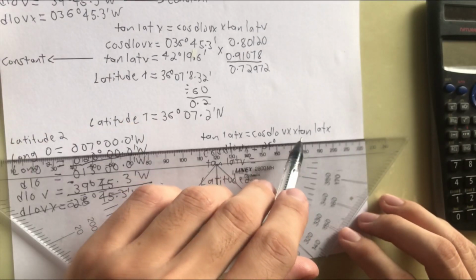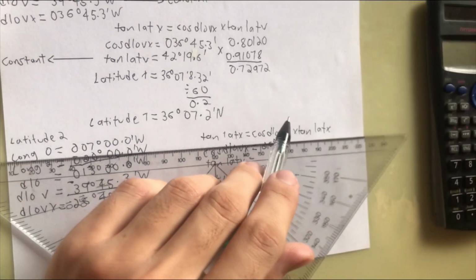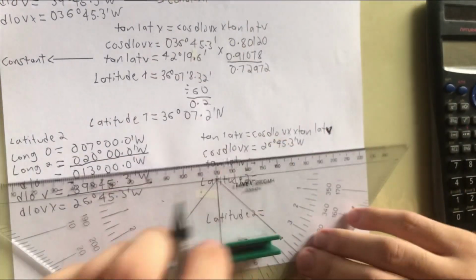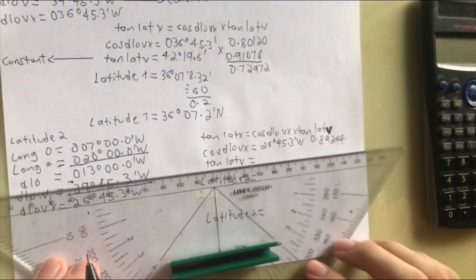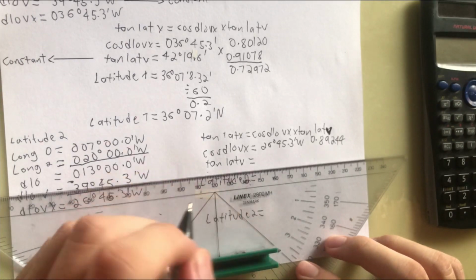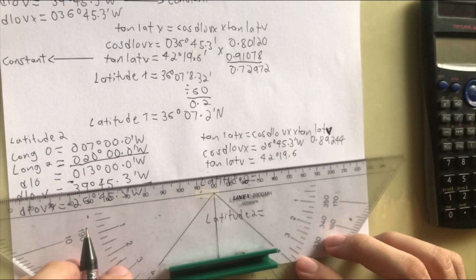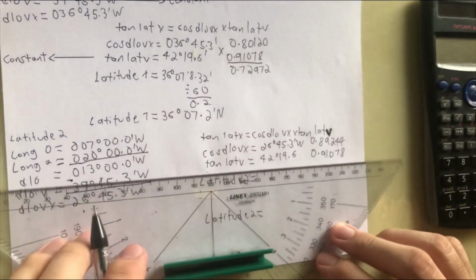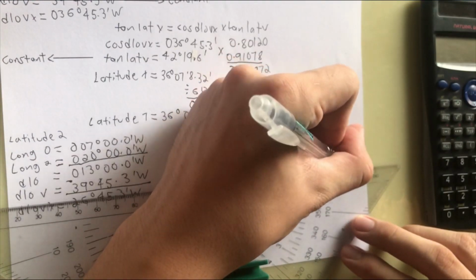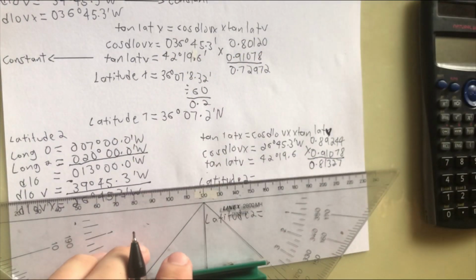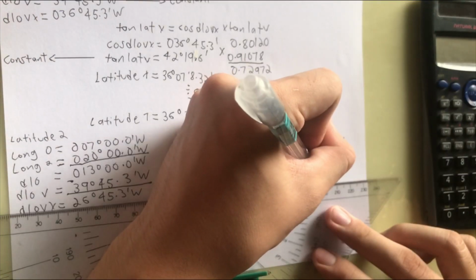The next is we will perform this formula: tan lat x is equal to cos DLO vertex times tan lat V. Next, the cos DLO vertex is 26 degrees 45.3. If we compute it in the calculator, the answer is 0.89294. The next is tan lat vertex is equal to 42 degrees 19.6. If we compute in the calculator, the answer is 0.91078. Then we will times 0.89294 times 0.91078, and the answer is 0.81327.